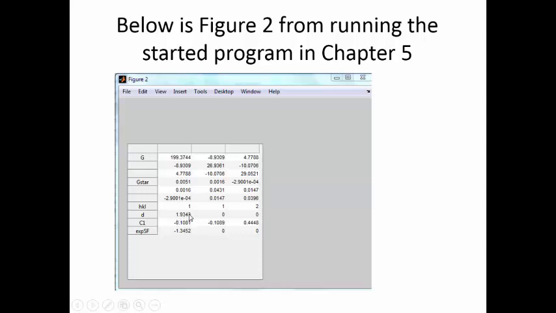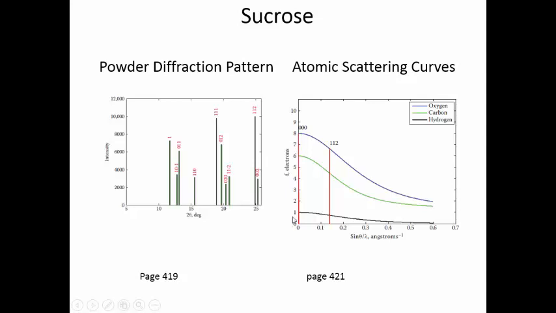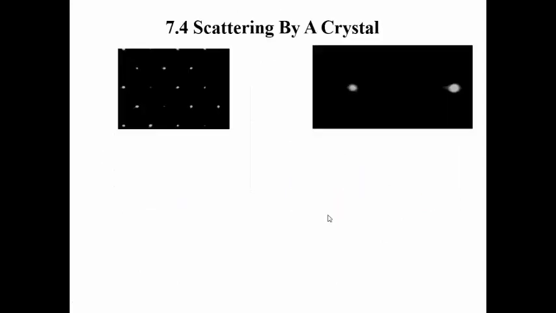1.9343. I've calculated that for you. You take 1 over 2d, so 1 over 2 times 1.9, and that will give you the position along the curve. So this position is right here. That's the thing that we're calculating. Once we calculate that, we can pick up the contributions to the 112 reflection of the oxygen, the carbon, and the hydrogen in the case of sucrose. Now that was the atom.